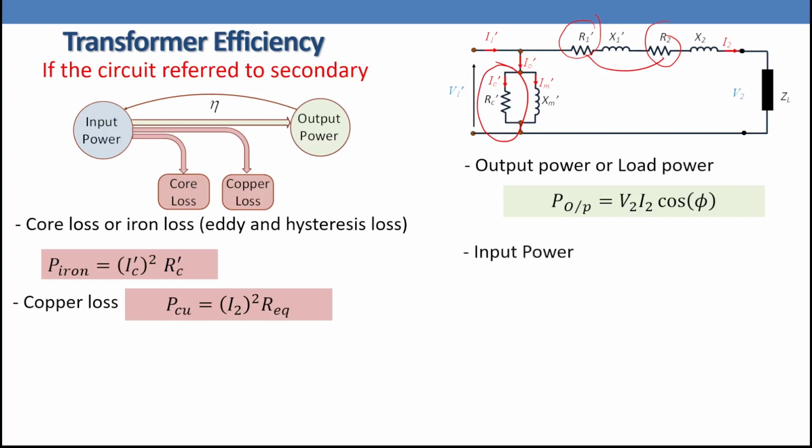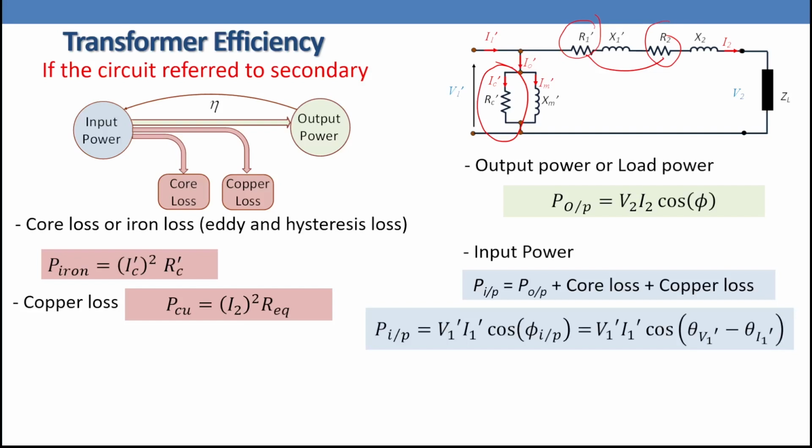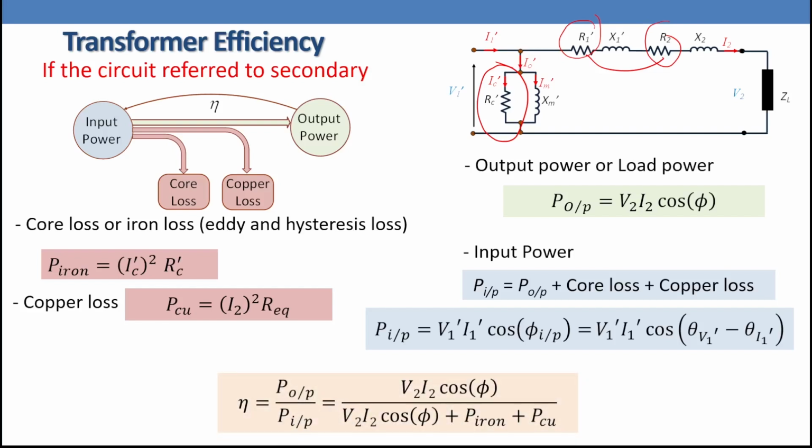For input power, input power equals output power plus core loss plus copper loss, or we can say V1' I1' cosine phi, and phi here is the angle between V1' and I1', which is theta V1' minus theta I1'. We can put it in the equation form. So efficiency here equals V2 I2 cosine phi over V2 I2 cosine phi plus P iron plus P copper.